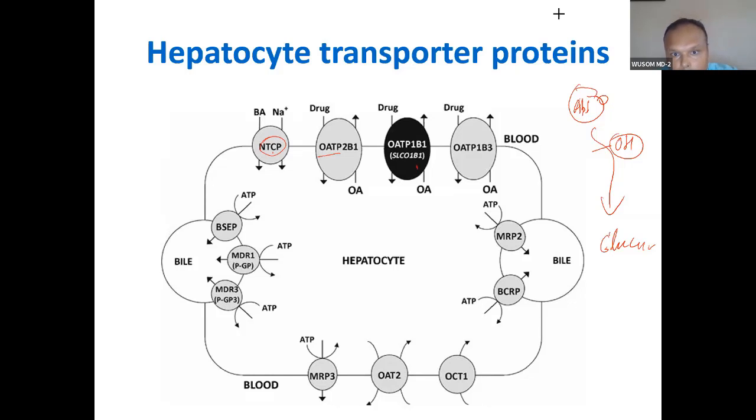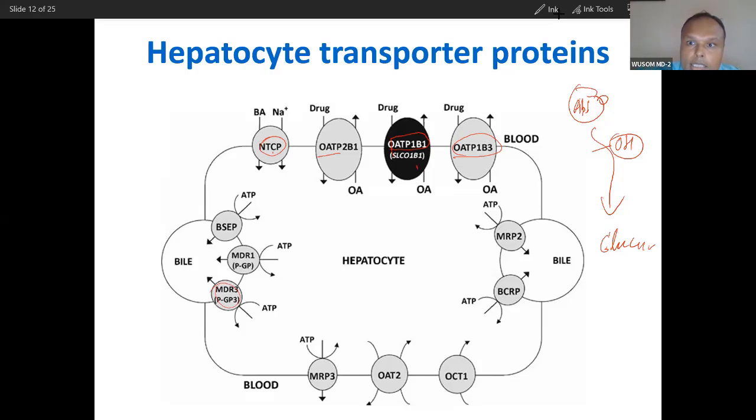There will be many. You can see this is OATP 1B1, the same molecule that transports conjugated bilirubin also transports drugs. Other OATPs will transport drugs into the liver's hepatocytes. So you can see many drugs, after being conjugated, will be eliminated in bile. So different types of MRP and these other proteins. You don't need to remember all these proteins.